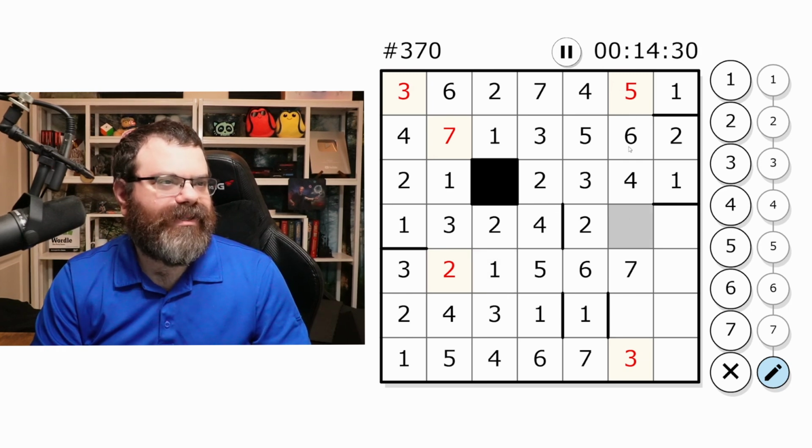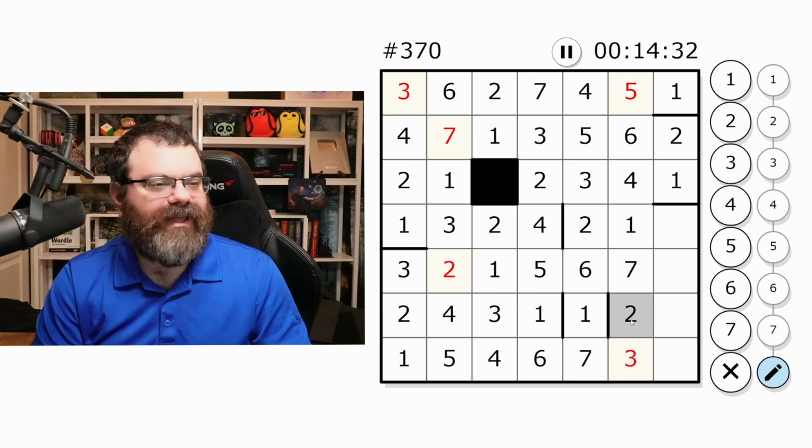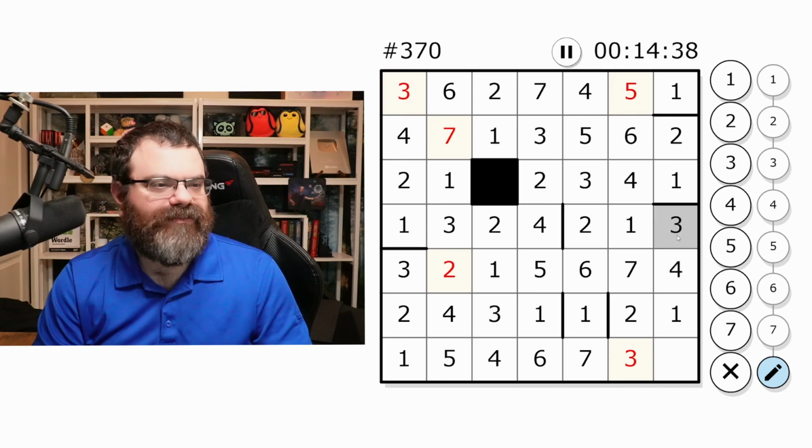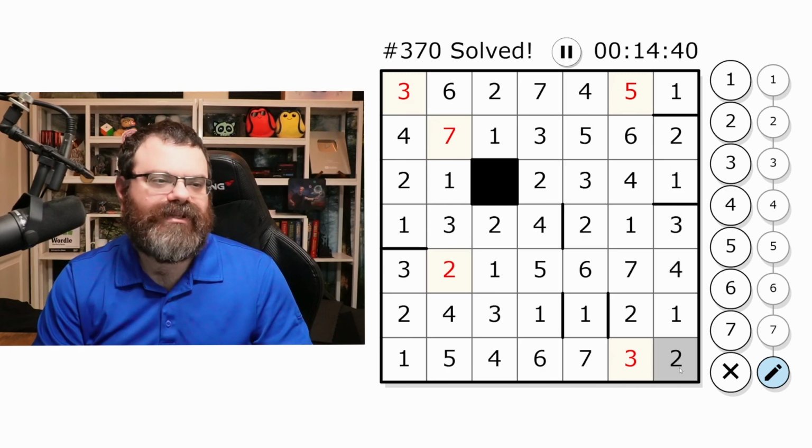Okay, I need a 2 in this column. This can't be the 2, so that's 1 and that's 2. This row finishes with a 1. This row segment, sorry, finishes with 4. This row finishes with 3, and the entire puzzle finishes with a 2.